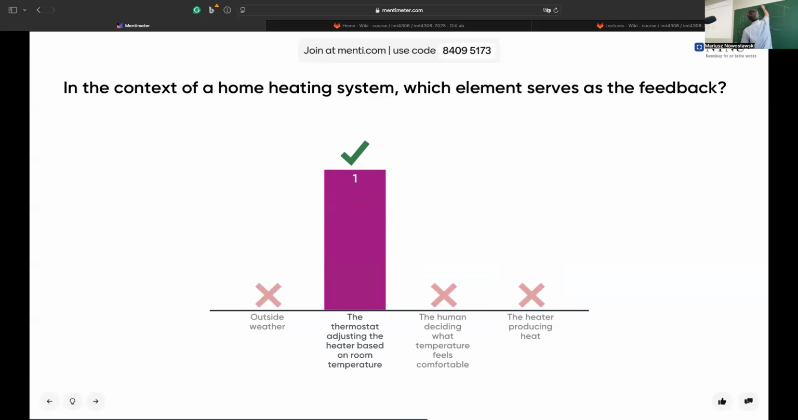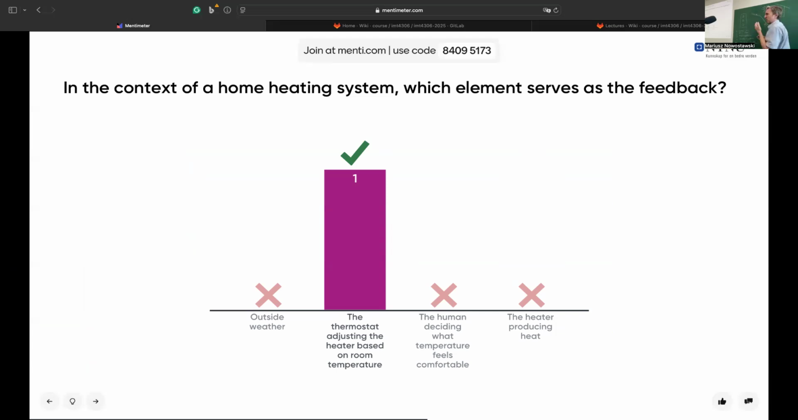So we have the house, we have the outside weather, we have the human, then we have the heater, and we have some sort of a thermostat which measures the temperature. The thermostat turns on and off the heater based on the room temperature, right? So this one influences the system from outside, right? So there is a certain level of communication between our closed system and the outside world. That's why we don't have a fully closed system.